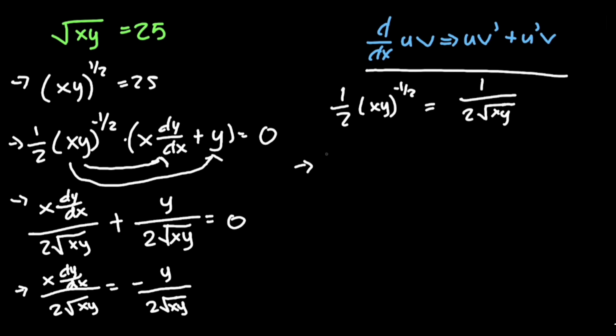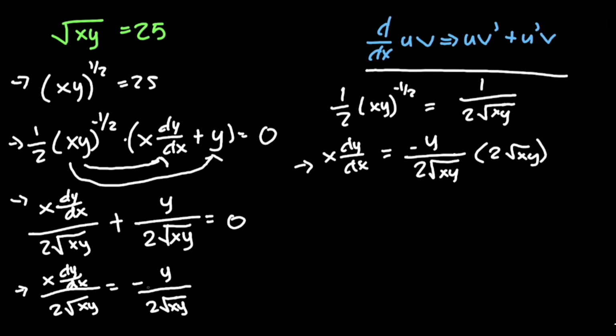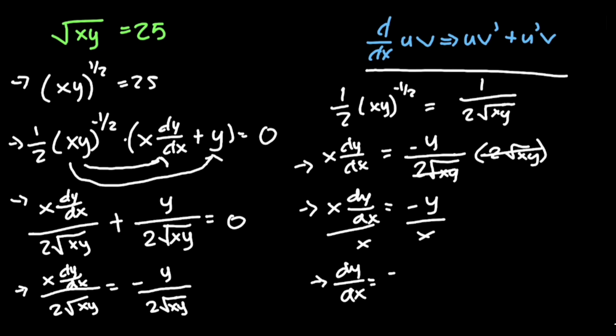And isolate dy over dx, so we'll get x multiplied by dy over dx is equal to negative y over 2 square root of xy, and multiply this by 2 square root of xy because of this. So these two will cancel each other out. So we'll get x multiplied by dy over dx is equal to negative y. Divide both sides by x. So the final answer would be dy over dx is equal to negative y over x.